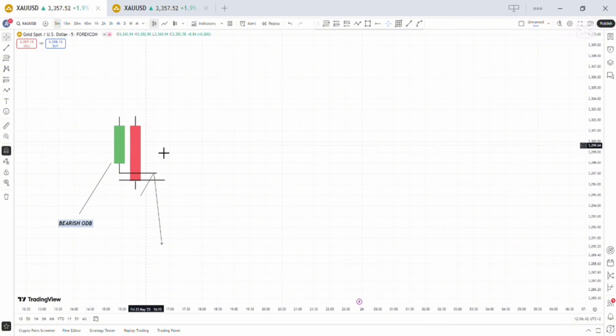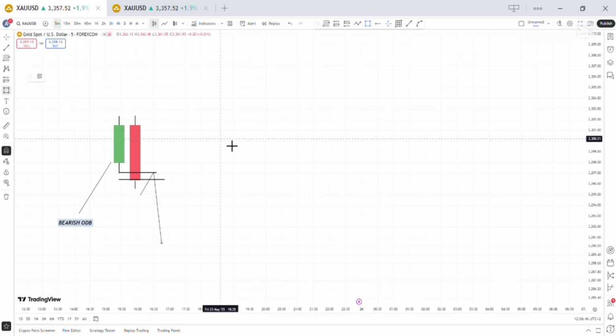Now, as for the bullish order block, it's vice versa. We will want to see a bearish candle.